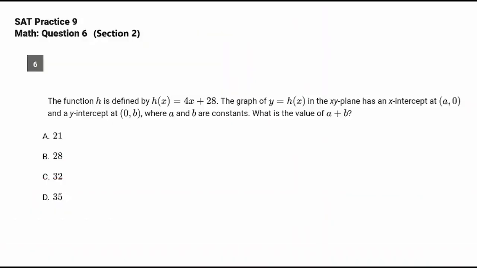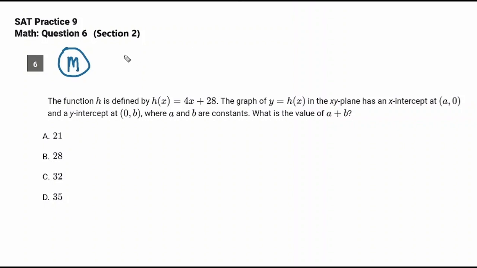We're on SAT Practice Test 9, Math Section 2, Question 6. Level of difficulty is medium. The function h is defined by h of x equals 4x plus 28. The graph of y equals h of x in the xy plane has an x-intercept at (a, 0) and a y-intercept at (0, b). A and b are constants. What's the value of a plus b?